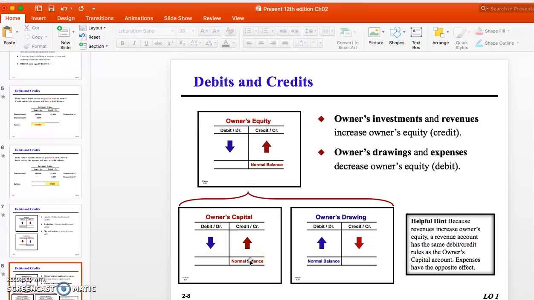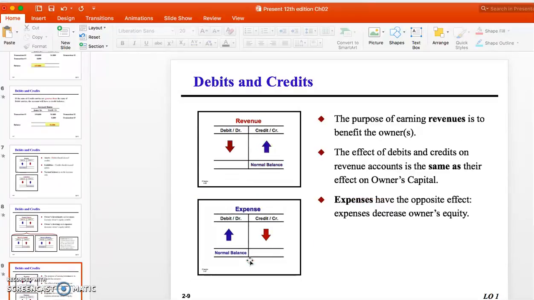So take a look through that. Revenues, to increase a revenue, most revenue accounts will pretty much only have a credit in there, until we get to the end of the year, which I will talk about later. And then an expense is usually a debit. When we spend money, we debit the expense. When we earn revenue, we credit the revenue.